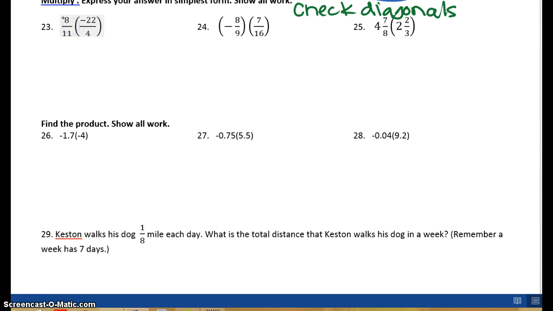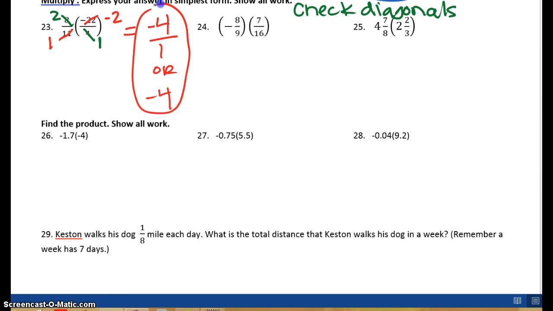So 8 and 4 have a common factor of 4, so I can divide both of those by 4. So 4 divided by 4 is just 1. 8 divided by 4 is 2. And I can also look and see 11 and negative 22. Both of those have a common factor of 11. I'm going to divide both by 11. I get 1 there, negative 2 there. So all I'm doing now is multiplying across, and I get negative 4 over 1, or just negative 4. Either one I would take. Either one is correct.